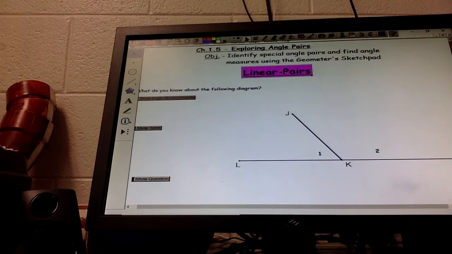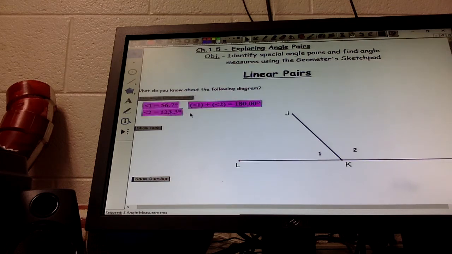But here's the idea. I got linear pairs, which was a vocabulary term, that all it means is a pair of angles that form a line. So if you take angle 1 and angle 2, together they're going to make this line LKM. And technically this is a line segment, but same idea. So no matter what this is, let's see, angle 1, this program measures as 56.7. Angle 2 is 123.3.